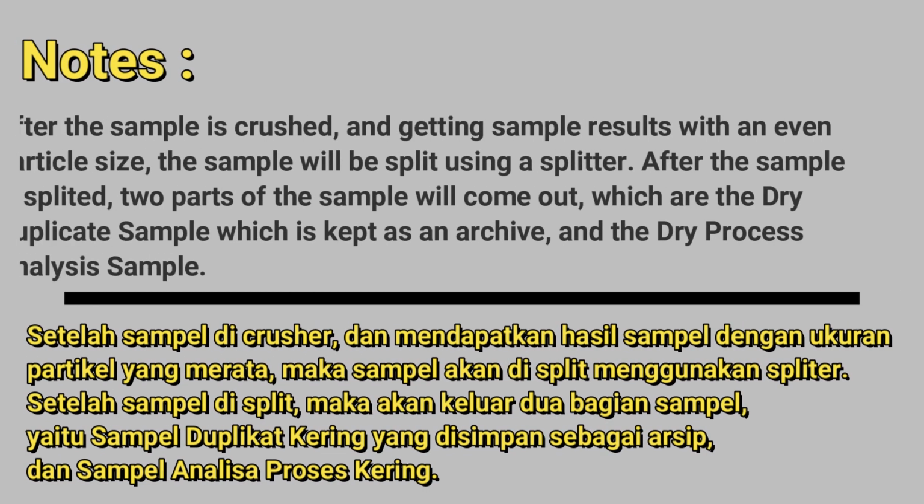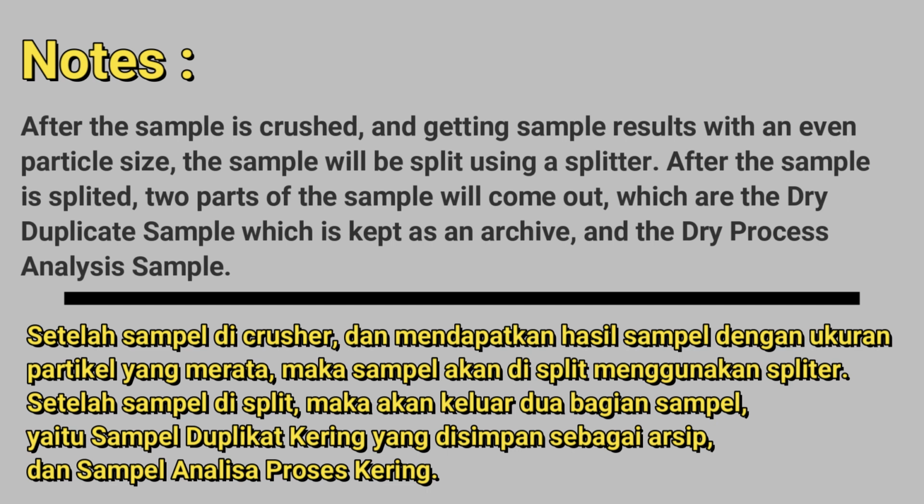After the sample is crushed, and getting sample results with an even particle size, the sample will be split using a splitter. After the sample is split, 2 parts of the sample will come out, which are dry duplicate samples, which are kept as archives, and dry process analysis samples.